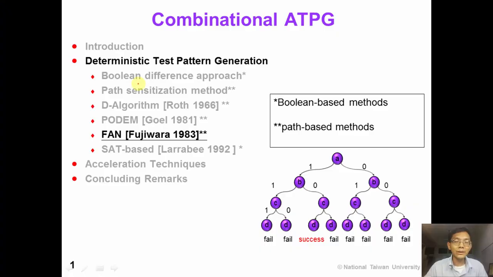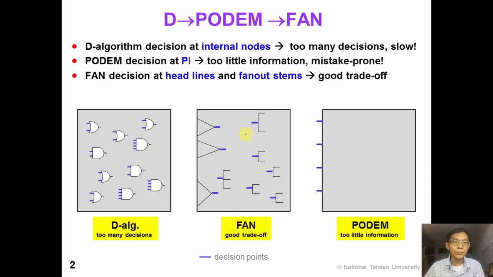Dear all classmates, welcome back to the ATPG chapter. In this video, we are going to introduce a more sophisticated ATPG algorithm, the FAN algorithm, which was proposed in 1983 after the PODEM algorithm. The FAN algorithm also belongs to the path-based ATPG category.